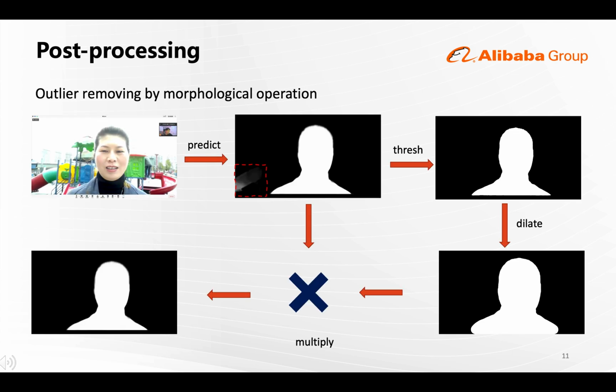We remove outliers in the predicted mask images via morphological operation. First, masks are binarized with a large threshold, which can remove false positive outliers with weak response. Then the binary mask is dilated with a large kernel in order to cover the matting area, such as hairs. Finally, the original mask is multiplied by the dilated mask to get the final result. As illustrated by this page, the slide pipe in background is predicted as foreground by mistake, which can be corrected by the morphological operation.